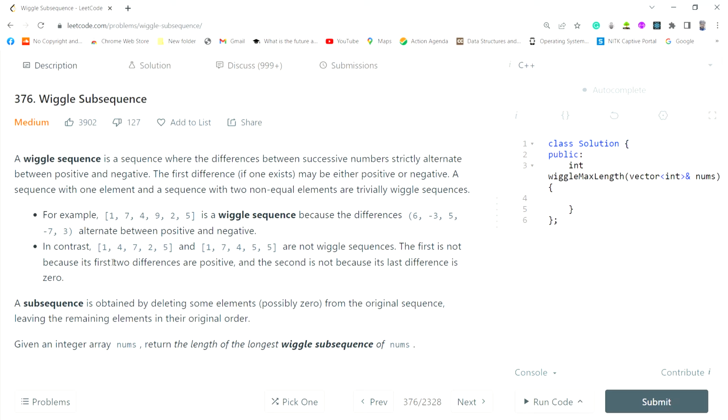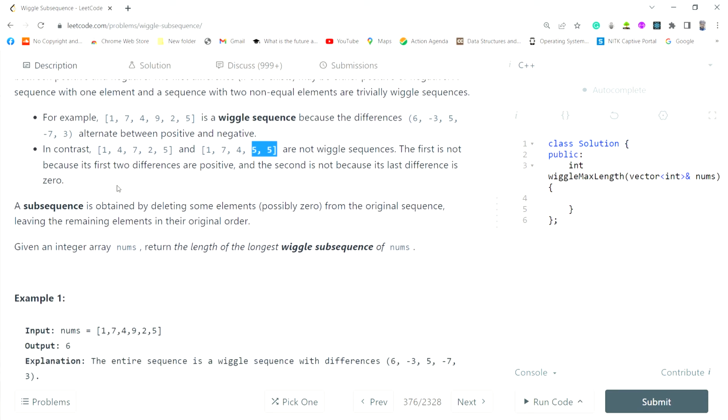And we have 1 to 4, 4 to 7. 1 to 4 is increasing, 4 to 7 is again increasing. So this is not a Wiggle sequence. Again, in the next example, 1 to 7 is increasing, 7 to 4 is decreasing, 4 to 5 is increasing. But here you have to see 5 to 5, it's the same. It's neither increasing nor decreasing, so we don't consider this as alternating between positive and negative. So this is not a Wiggle sequence.